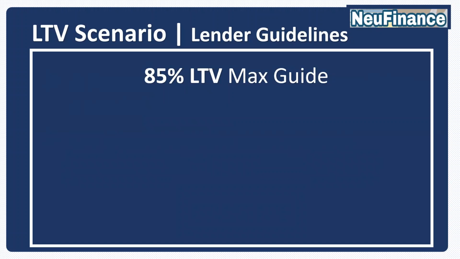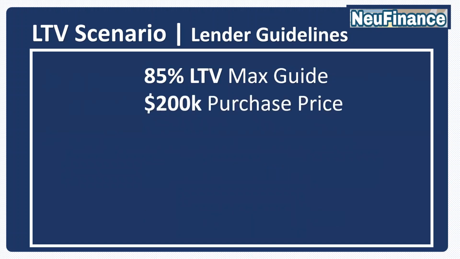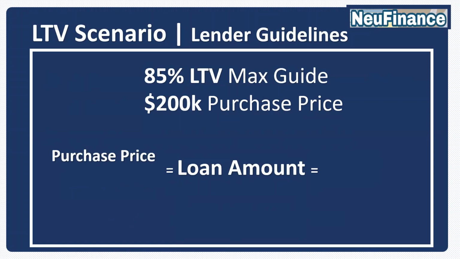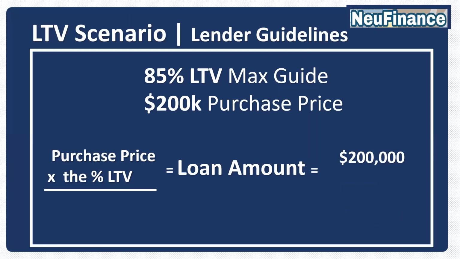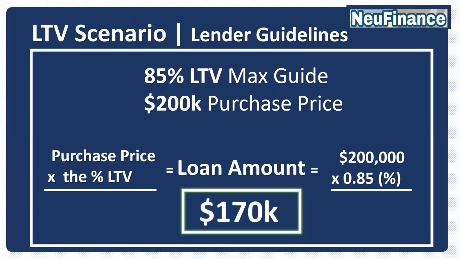To determine the total loan amount here, it's very simple. We look at the purchase price of the property and multiply it by the loan to value that the lender is willing to give. So we take the purchase price the borrower stated, $200,000, and multiply it by the percentage LTV that the lender is willing to extend. Whenever you do these types of equations, you always want to go 0.85. That will equal your percentage. If we punch that number out, we find that the final total loan amount that the lender is willing to give is $170,000.